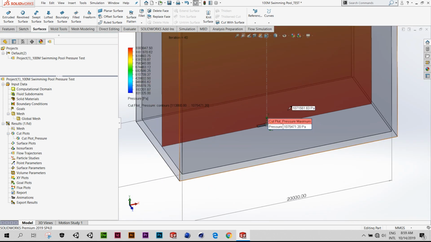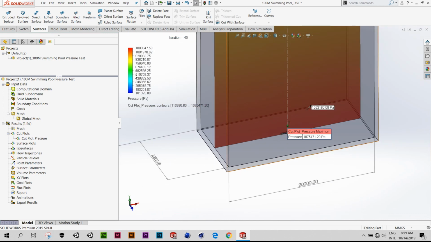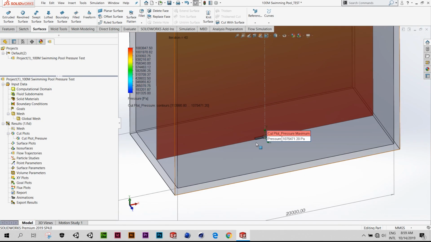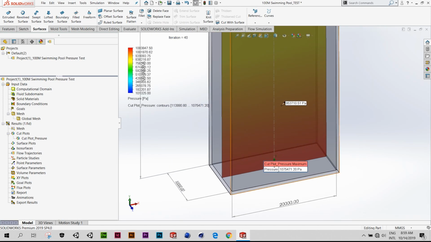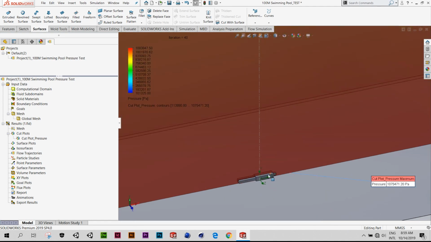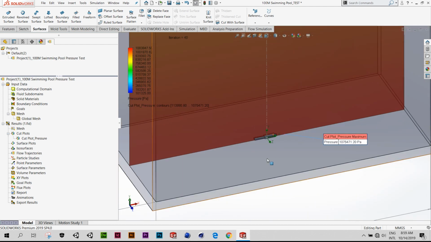Even a car tire is at 30 to 35 psi. And this is intense because the pressure is too high. Mostly for scuba on air, there is a limit of 40 meters. It is advised. And if you reach 100 meters, it can be deadly because of the risk of nitrogen narcosis, because the oxygen is very low as you go deep. So as you see, this is how the person will experience pressure at this level. You see, it's not advisable. It's like 155.98 psi.